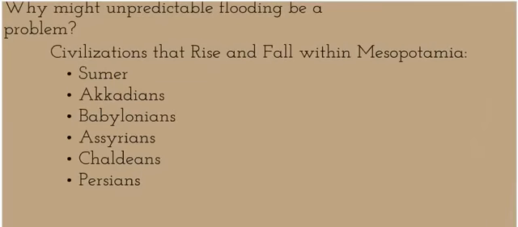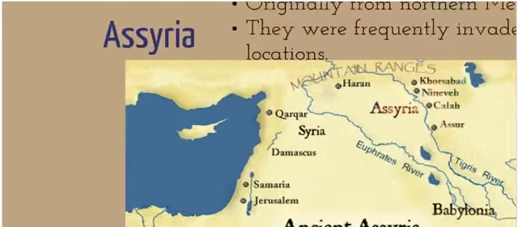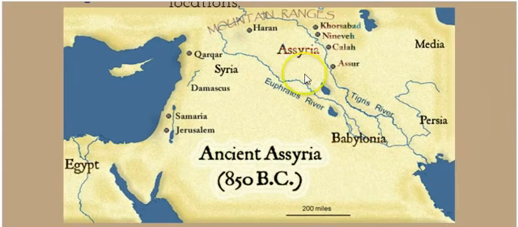Civilizations that rose and fell within Mesopotamia were Sumer, the Akkadians, the Babylonians, the Assyrians, the Chaldeans, and the Persians. I'm going to take a closer look at the Assyrians. The Assyrians developed within Mesopotamia and the Fertile Crescent, along the northern edge of Mesopotamia.